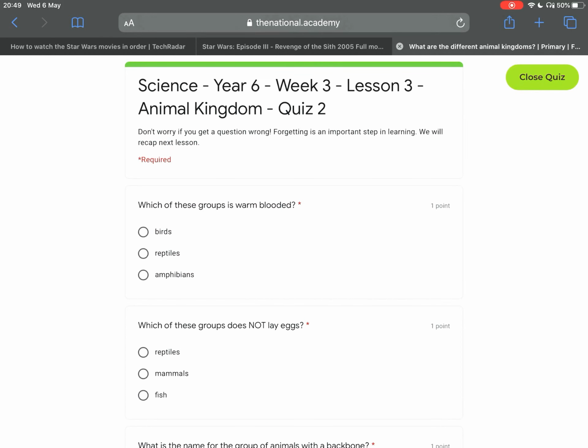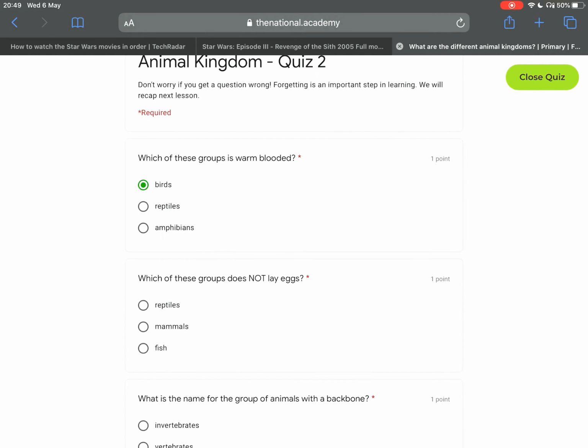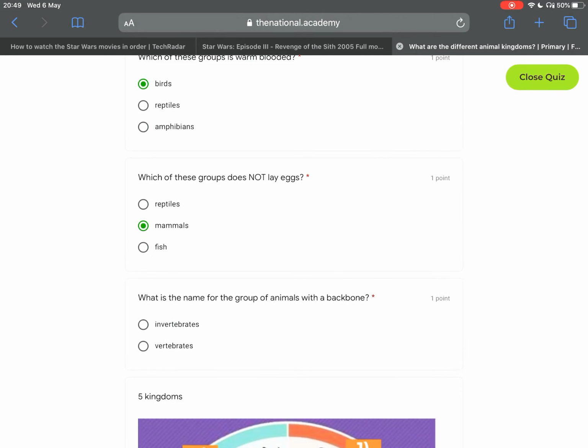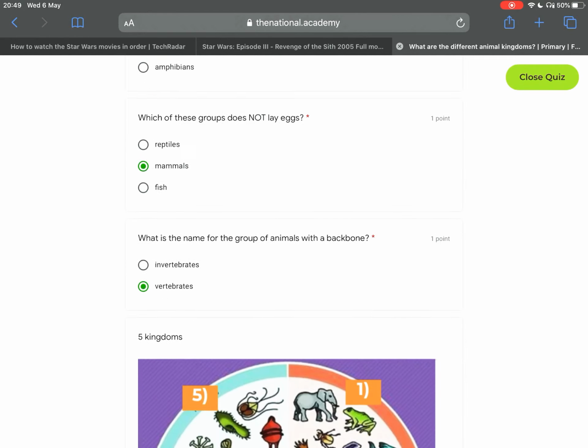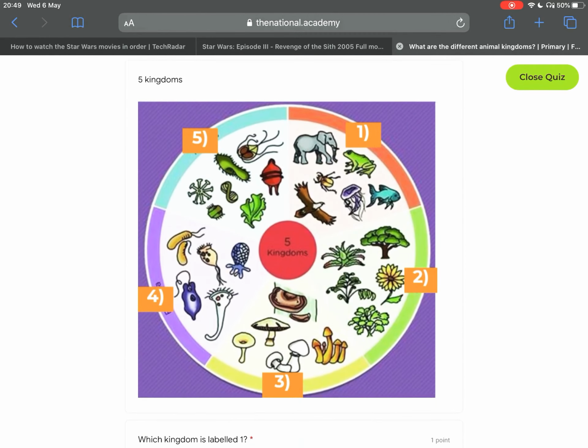Which of these groups is warm-blooded? That will be birds. Which of these groups does not lay eggs? That will be mammals. What is the name for the group of animals with a backbone? That will be vertebrates. The 5 kingdoms here.